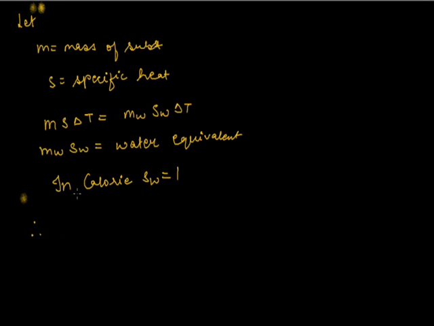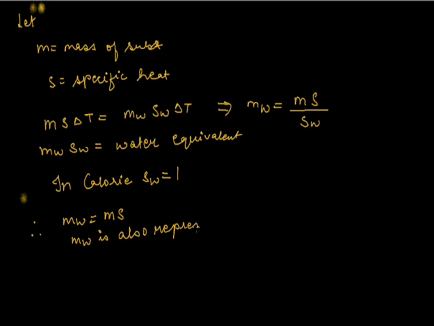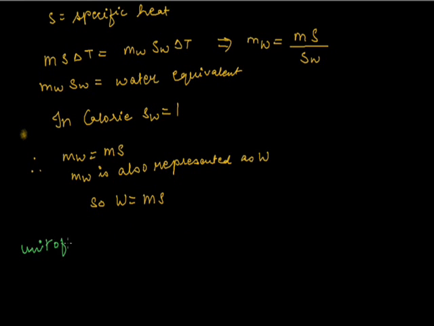In calorie, the specific heat of water is taken as 1. Therefore, mass of water is equal to Ms. From here I can write mass of water is equal to mass of substance into specific heat of substance upon specific heat of water. Mass of water is also represented as W. So W is equal to Ms. The unit of water equivalent is calorie per degree centigrade or joule per Kelvin.